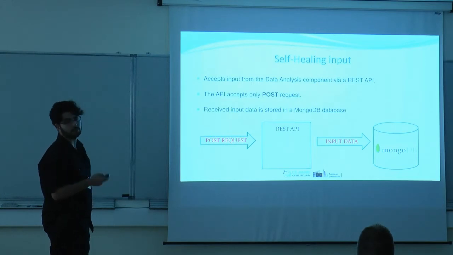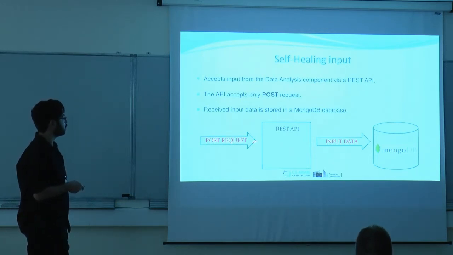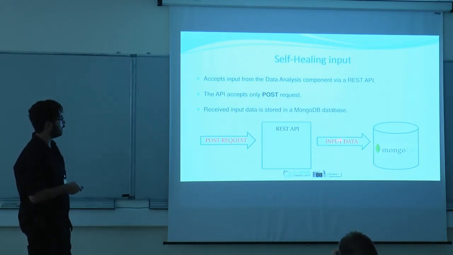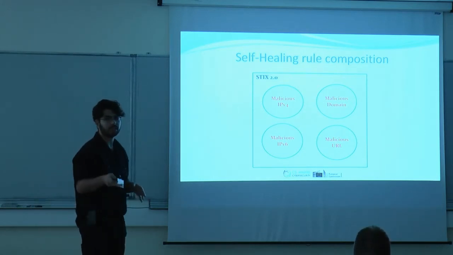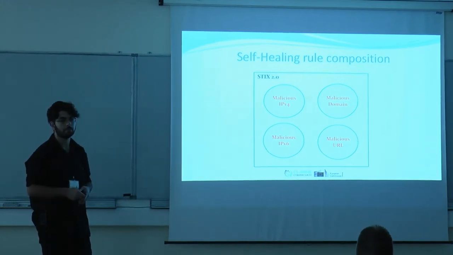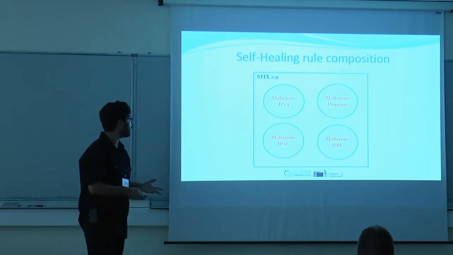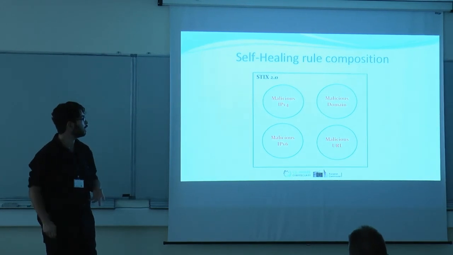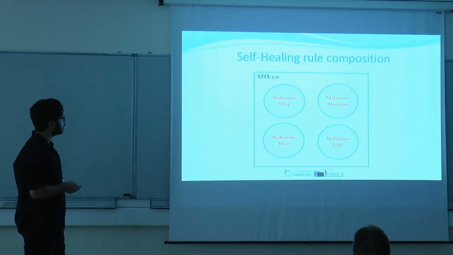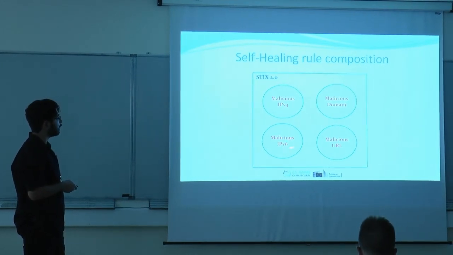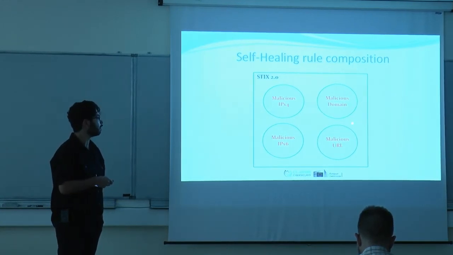Self-healing accepts input from the data analysis component, which is another component of CS-Aware. The API accepts only POST requests. Here's the main idea: we get the POST requests via REST API, and they are stored in a MongoDB database. Here is a representation of a STIX package. So what is STIX? STIX is actually JSON, and it's a language which is used in order to describe the behavior of a threat and other stuff. We have malicious IPv4 addresses, malicious IPv6 addresses, malicious domains, and malicious URLs. We mitigate threats that come from all these four, which are noted here.